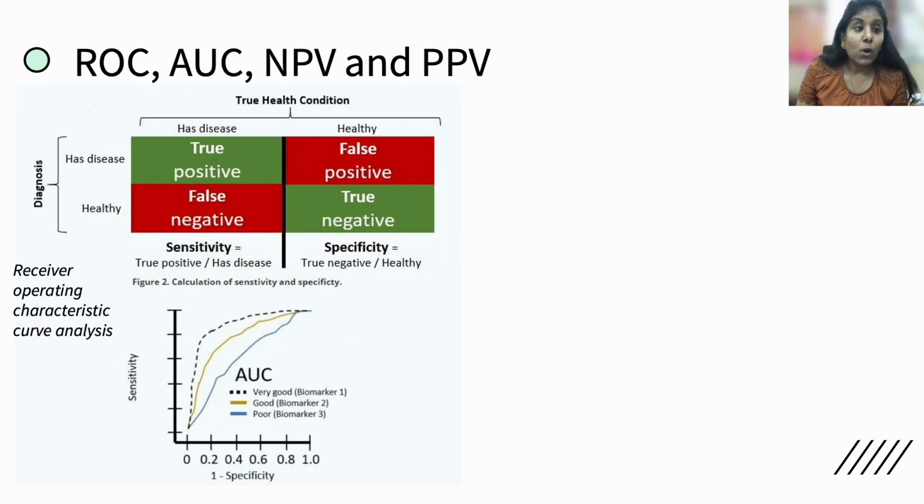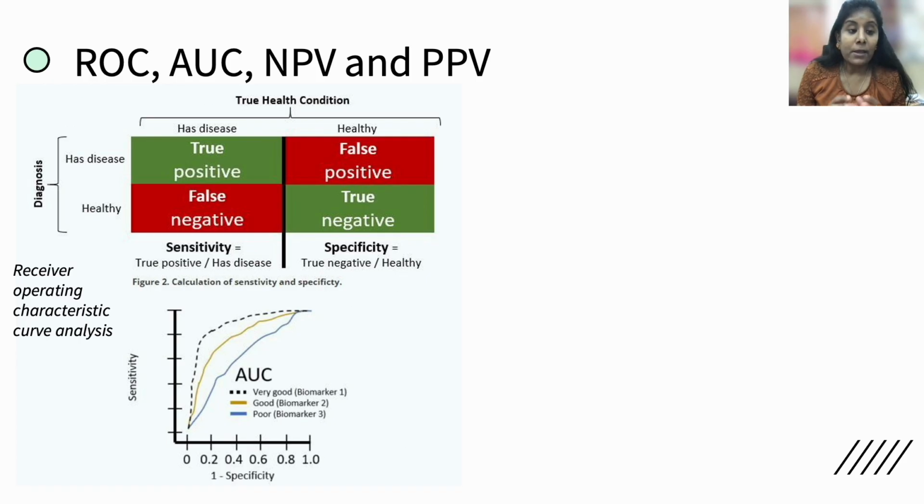Now coming to the ROC curve. Basically an ROC curve is done to be able to predict true positive results, which we want to see, so that you're actually picking up the disease and nothing else. Hence you want it to be as sensitive and specific as possible.